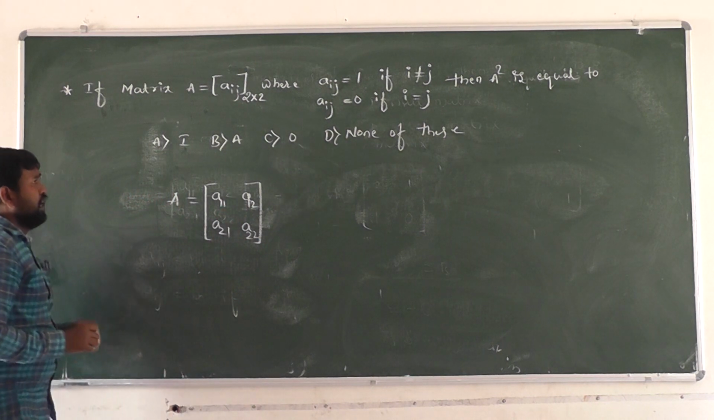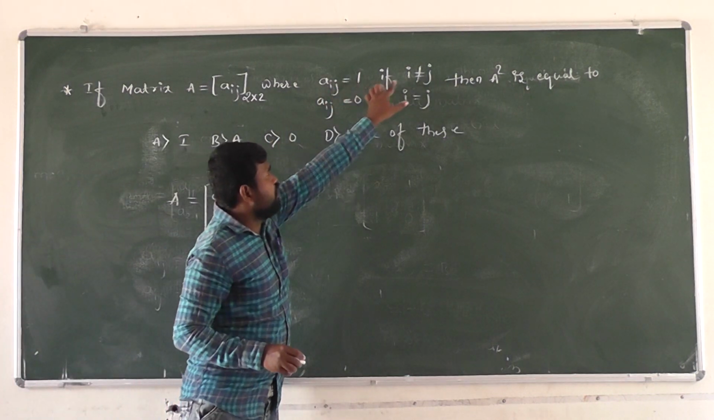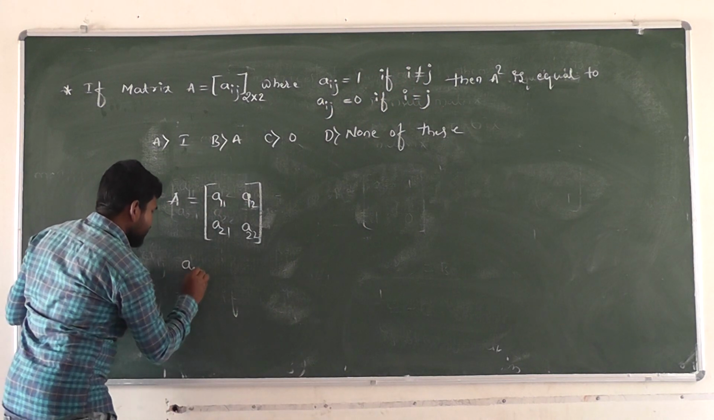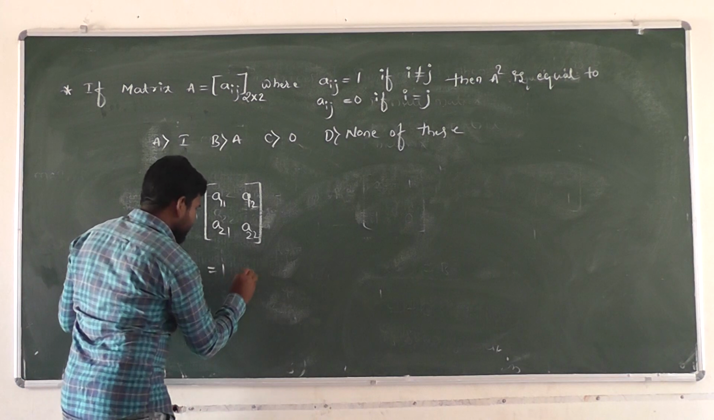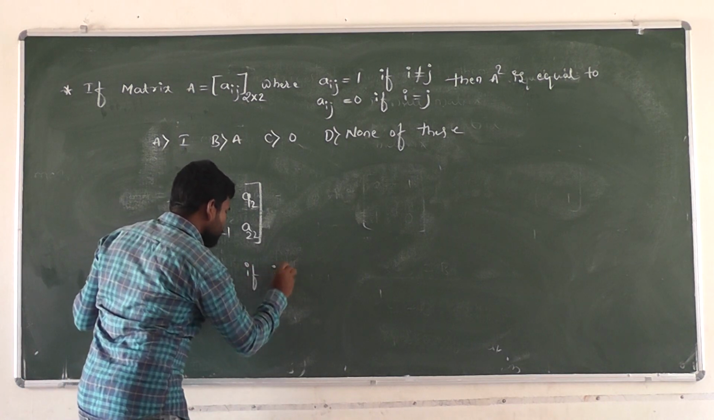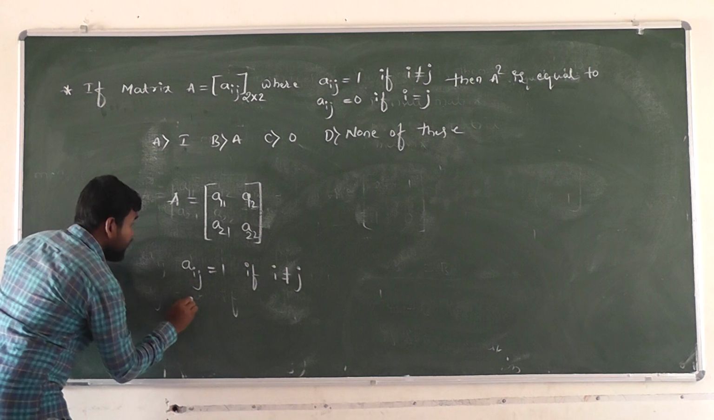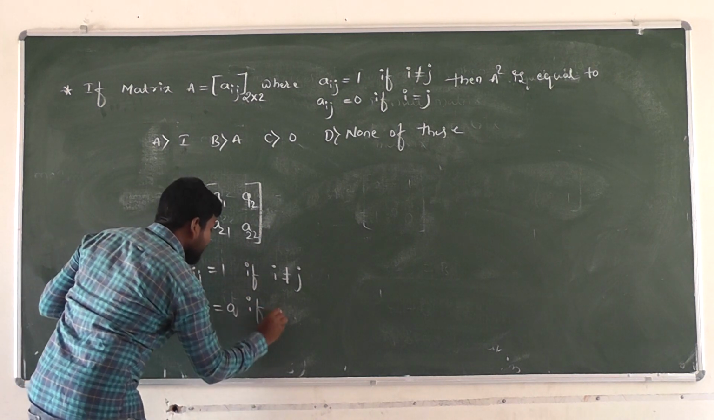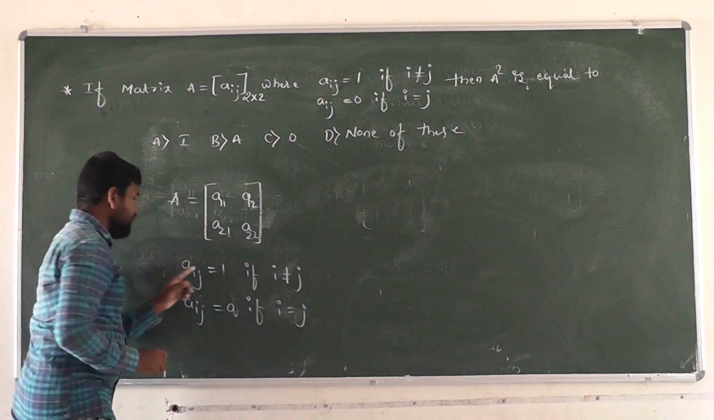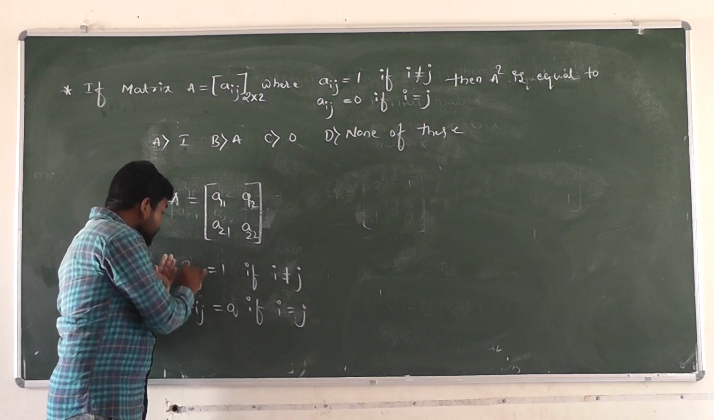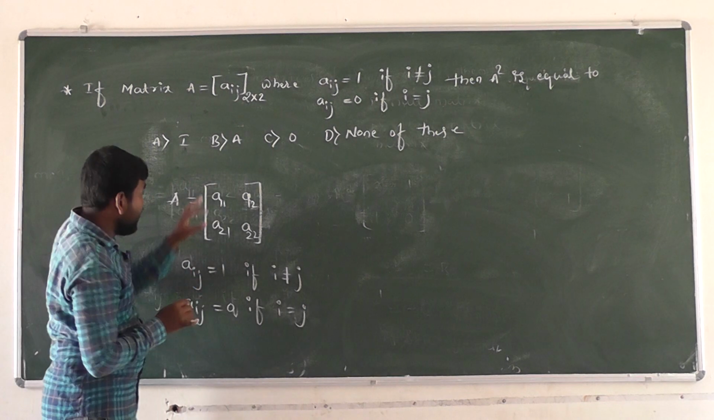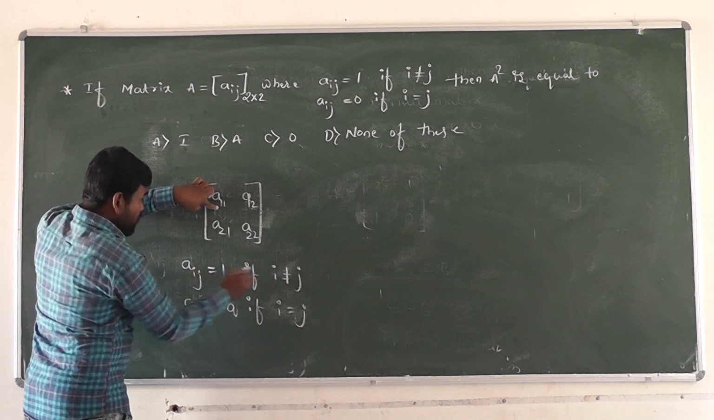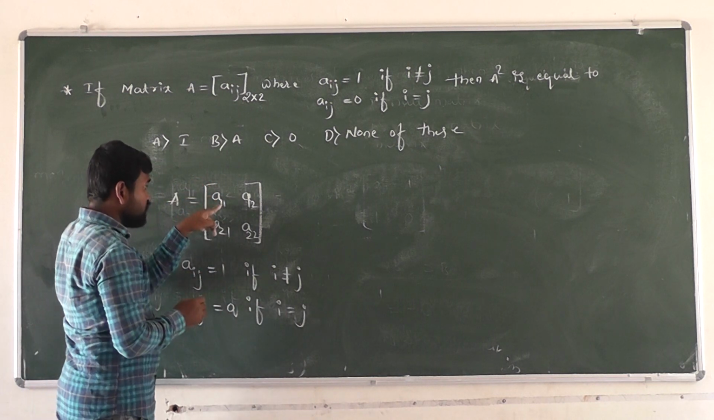One condition is given here: Aij is equal to 1 if the row number is not equal to the column number, that is, when i not equal to j. The other condition: Aij is equal to 0 if i equal to j. We compare with the ith row jth column element of the matrix. Here i is 1 and j is 1, so i equal to j.